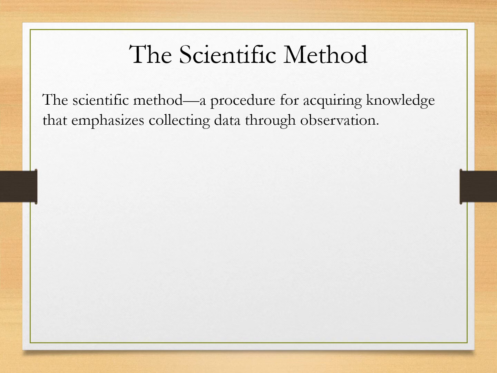The scientific method is a procedure for acquiring knowledge that emphasizes collecting data through observation. As I stated in previous lectures, this is what makes something science. If an academic uses the scientific method, then they are engaging in science. This is what makes science.